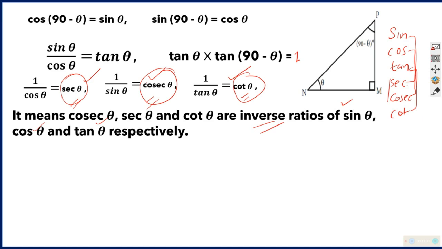But sec theta, cosec theta, cot theta, you should know clearly what these are. In a right angle triangle, if this angle is theta, this is 90 minus theta. So you already know that sin theta is equal to cos 90 minus theta. Cos theta is equal to sin 90 minus theta. The ratio of sin theta upon cos theta becomes tan theta, and the product of tan theta and tan 90 minus theta is equal to 1.